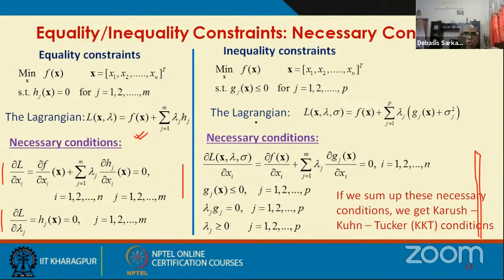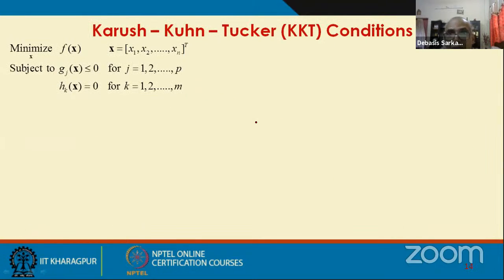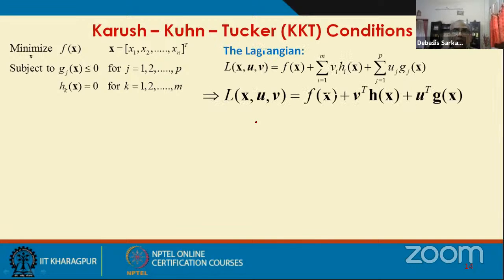So now, for a problem with both equality and inequality constraints, you will have this set of conditions which needs to be solved to obtain the KKT points, or the likely candidates for optimum. So you know the KKT conditions. Let's go through them one more time.